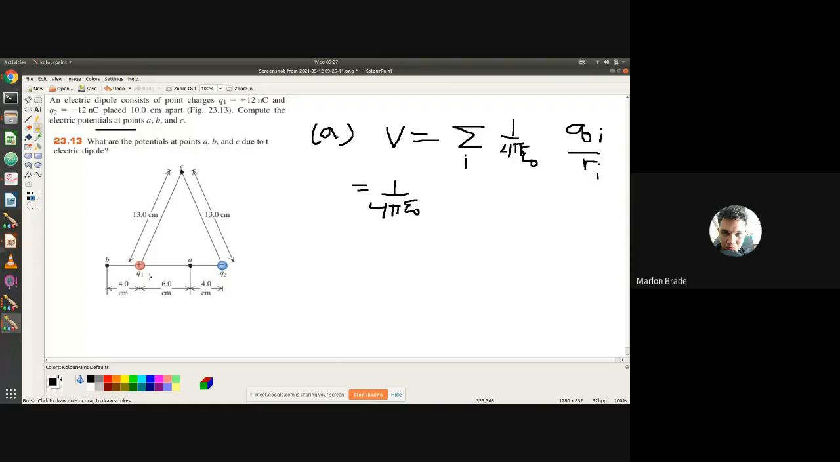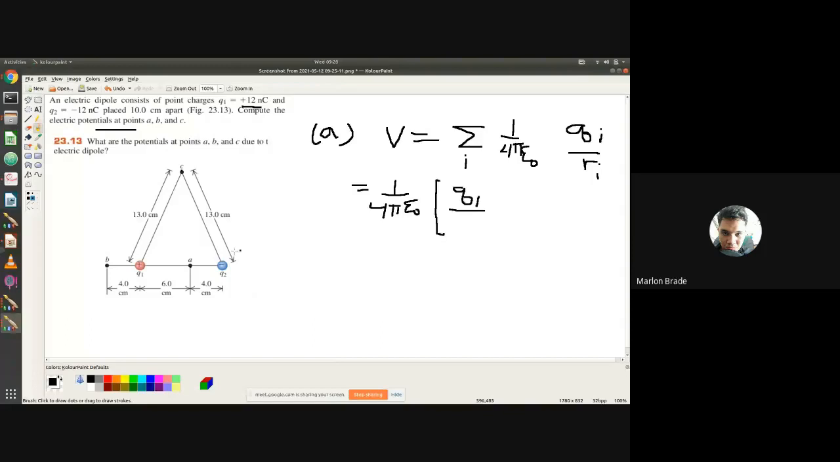So the charges are Q1, which is 12 nanocoulomb, at 6 cm. So that is R1, which is 6 cm from Q1 to point A. Plus Q2. But notice that Q2 is a negative charge, so it will be negative here. So R2, from point A, is 4.0 cm.